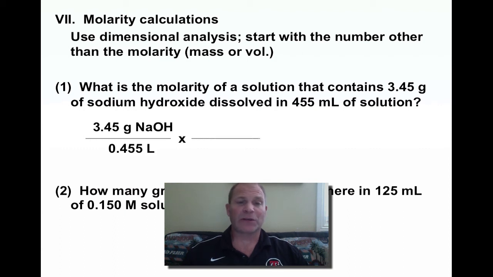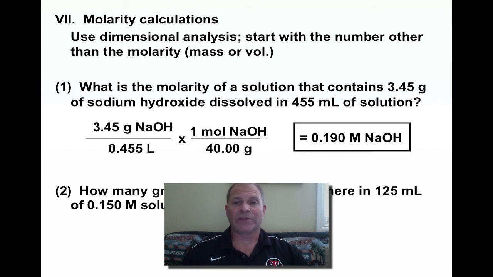So I look at one sodium, one oxygen, and one hydrogen. It weighs in at 40.00 grams per every mole. I put moles for grams, not grams over moles, for one reason, so my grams cancel out and end up in moles. So all I'm doing here is 3.45 divided by 0.455 divided by 40 equals, and in this situation I end up with a 0.190 molarity sodium hydroxide solution.